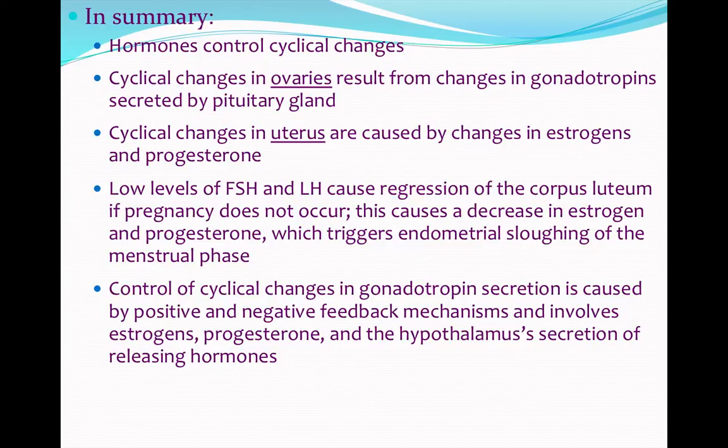So there's a lot of interconnection here. It's a very complex process. It takes a lot of read-throughs and a lot of focus to understand how one thing affects another and how there's negative feedback loops in play as well. The control of cyclical changes in gonadotropin secretion is caused by positive and negative feedback mechanisms and involves estrogen, progesterone, and the hypothalamus' secretion of releasing hormones.